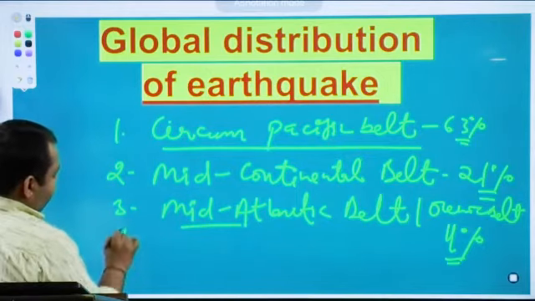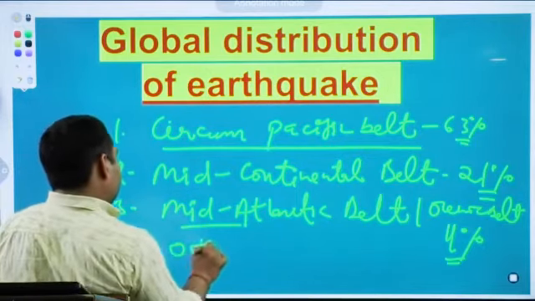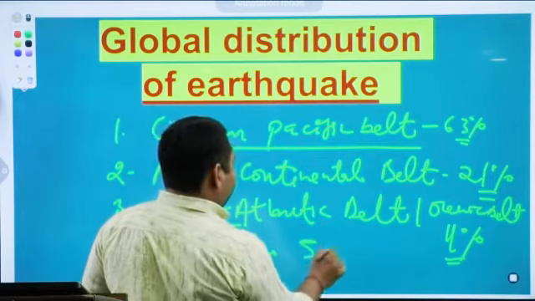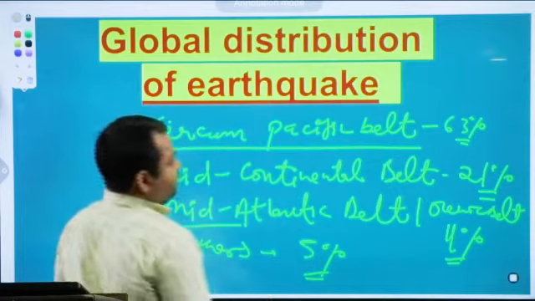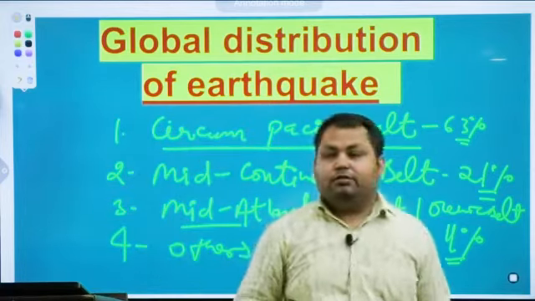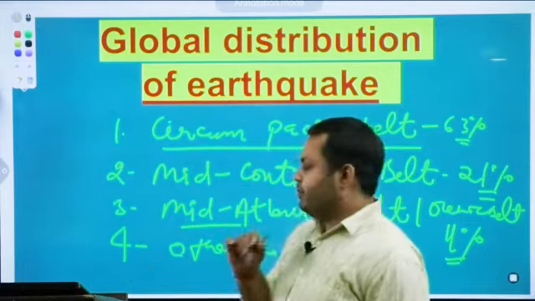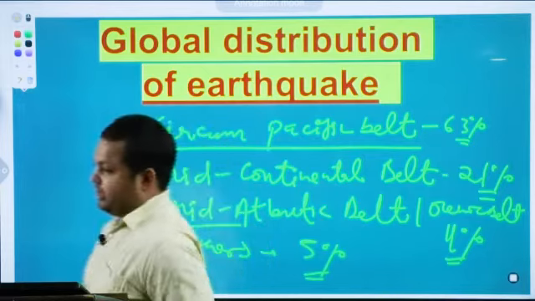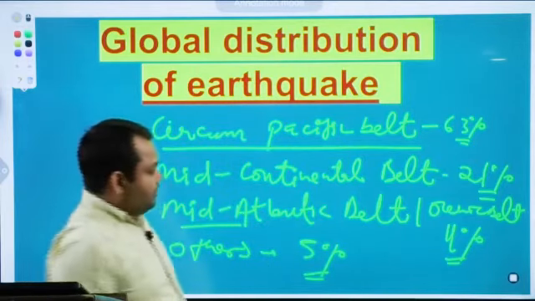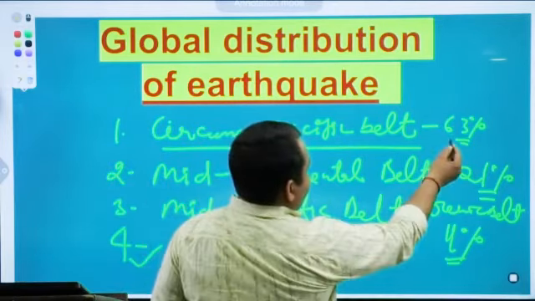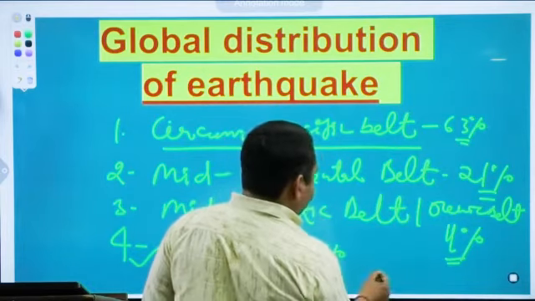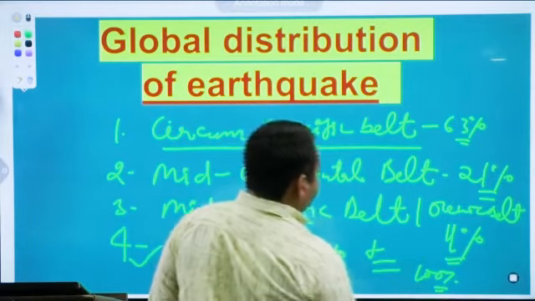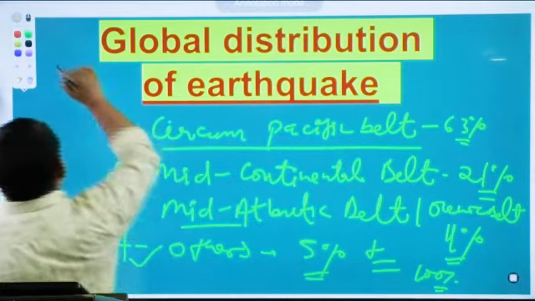And the fourth is others, which records 5% of the global earthquakes. Others relate to the zones where there is no presence of plate margins, and earthquake occurs, right. So, total becomes 63 plus 21 plus 11 plus 5, total 100%. This is all about the global distribution of earthquakes, right.